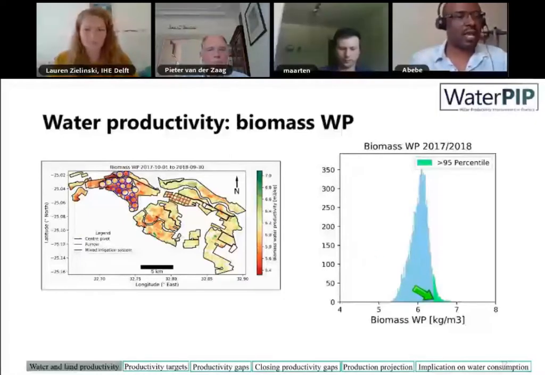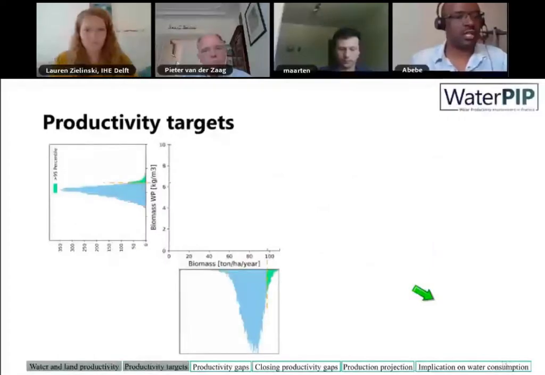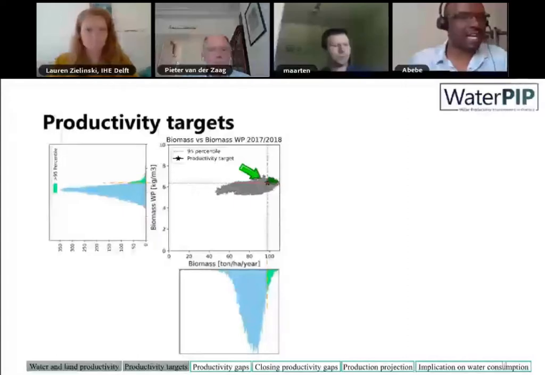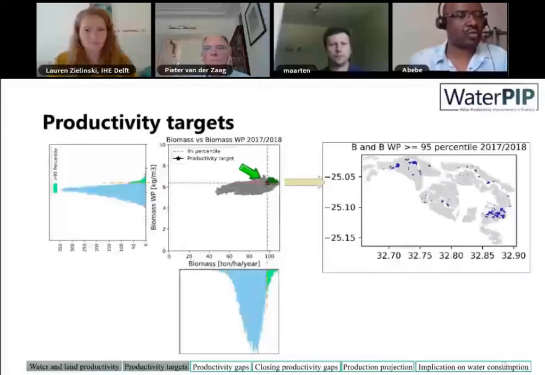So with this, can we identify the target? To identify the target, we plot on the x-axis the biomass and on the y-axis the biomass water productivity. And as I already showed, if we plot them, we can nicely show the relationship between those two, and also the target productivity, which is indicated by the dark star. So those points or spots which have productivity more than the 95th percentile are indicated with the green color. And in fact, they are also spread across the whole space in the savanna. So those spots could be considered as the target for one season.